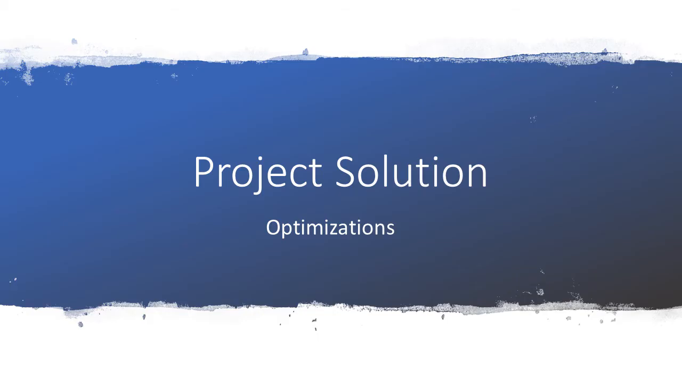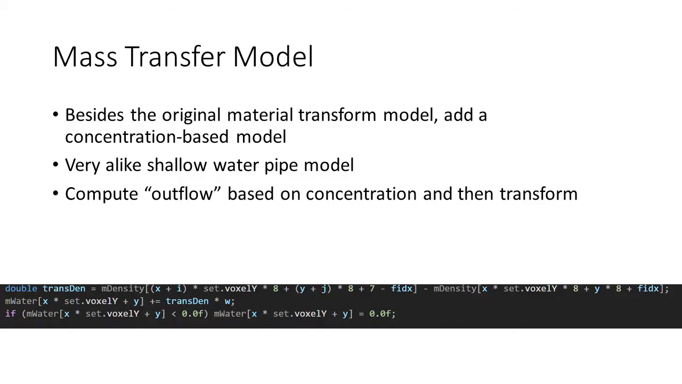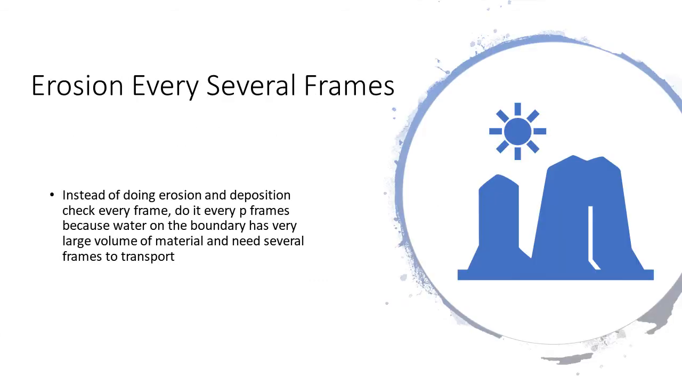The third part of the project solution is optimizations. Besides the original material transfer model, we add a concentration-based model, which is very much like the shallow water pipe model. We compute the outflow based on concentration and then transfer it. Also, instead of doing the erosion and deposition check every frame, we do it every several frames, because water on the boundary has a very large volume of material and needs several frames to transport.